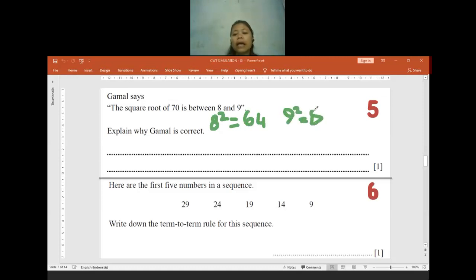After you get this answer, you can tell that 70 is between 64 and 81. That's why the answer of the square root of 70 will be between the square root of 64 and the square root of 81, which is between 8 and 9. Is there anyone who has difficulties, or maybe I talk too fast?